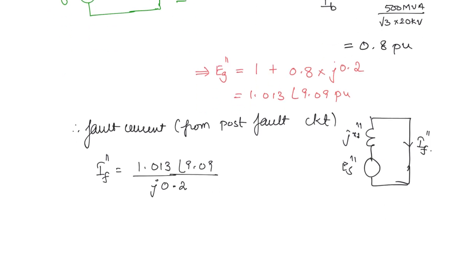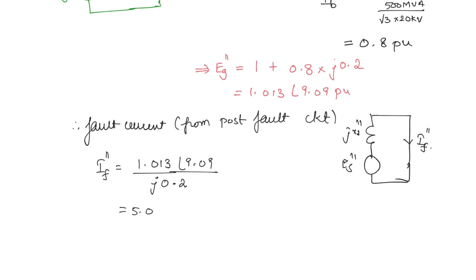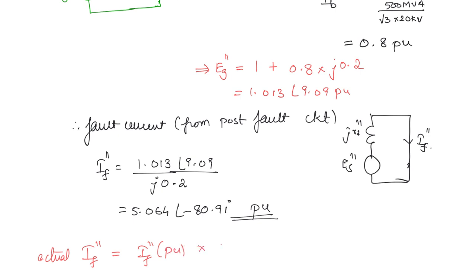So you are going to get 5.064 angle minus 80.91 degrees. This is in per unit. Now we want the actual RMS value, right? So IF actual is equal to IF double dash per unit into the base value of current.